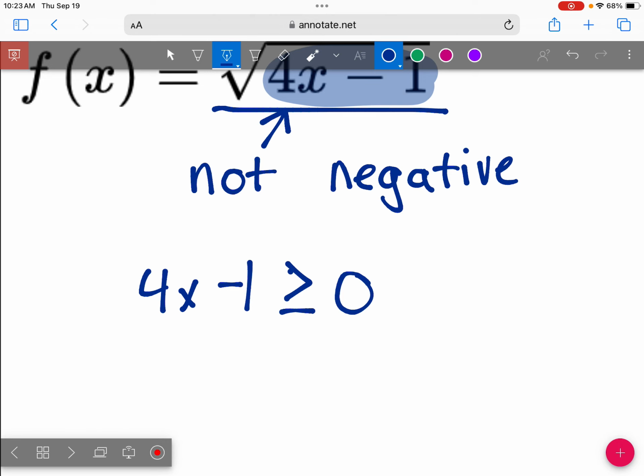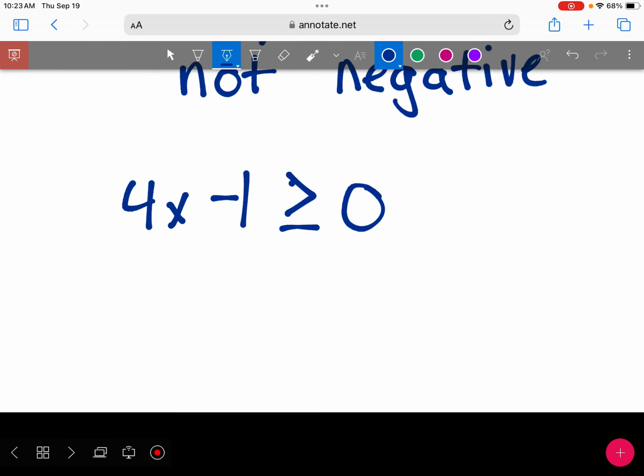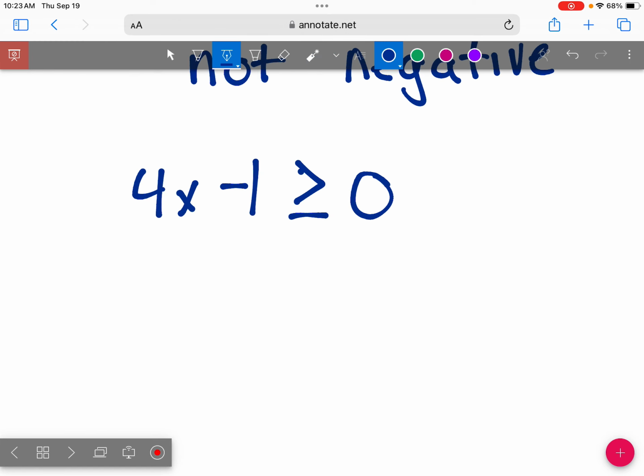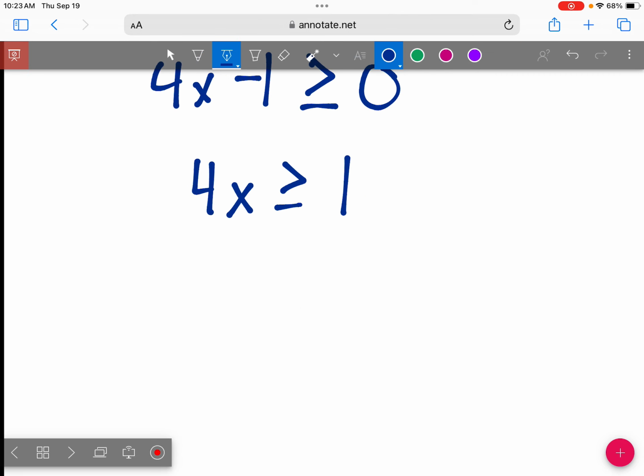So what are my x's going to be? How do I get my x by itself here? More specific. Add 1. 4x greater than or equal to 1. And then divide by 4. So my x's need to be greater than or equal to 1/4.